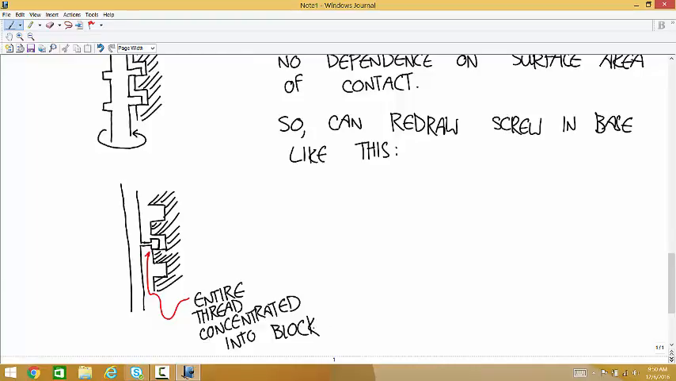And the thread in the base is angled. You know, it's following this helical path. So somebody looking at this from the side, let's say someone looking over here.